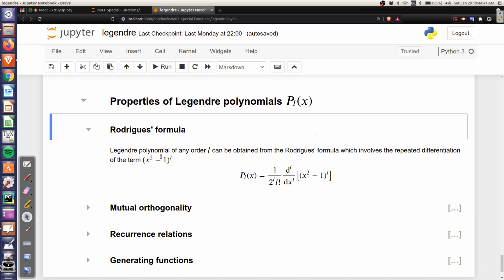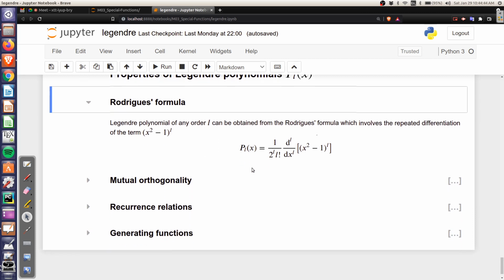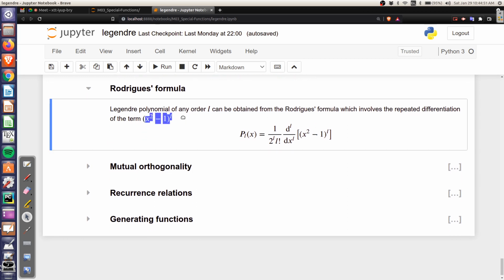First, the Rodrigues formula. If you remember, Legendre polynomials you can obtain by repeated differentiation. So you can differentiate the function (x square minus 1) whole to the power L. If I differentiate it L times, and whatever I get after differentiation, I divide by 2 to the power L into L factorial, it will give me P_L of x. So starting from this you can compute the Legendre polynomial of any order. Let's say for the first few orders you can just try it out on your own.